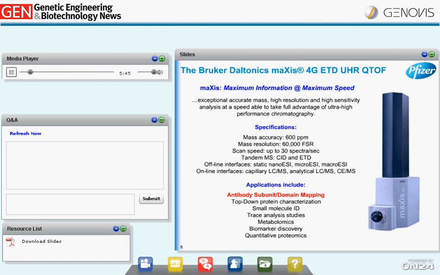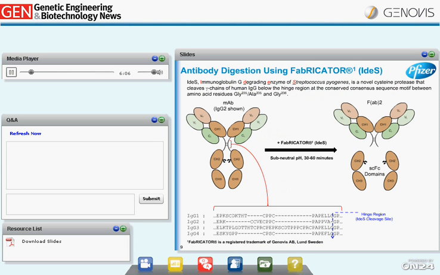This particular instrumentation is utilized for a number of applications, including biomarker discovery, trace analysis studies, and small molecule. It's used for the bottom-up approach for protein therapeutics as well as top-down. But today, we'll be utilizing it for antibody subunit domain mapping, which is a middle-down approach. Before we get to using that technology, we're introducing now the FabRICATOR enzyme offered by Genovis. This particular enzyme is also referred to as IdeS. It's an IgG degrading enzyme, and it's derived from Streptococcus pyogenes.